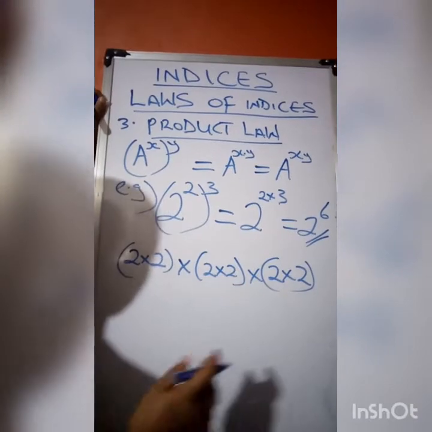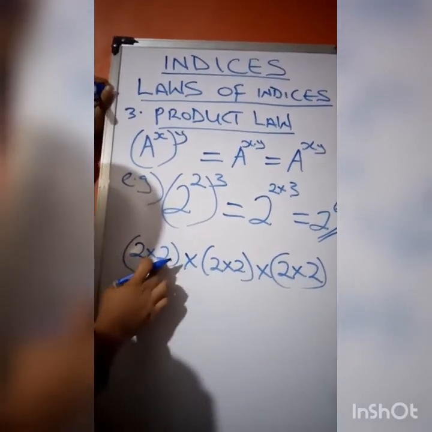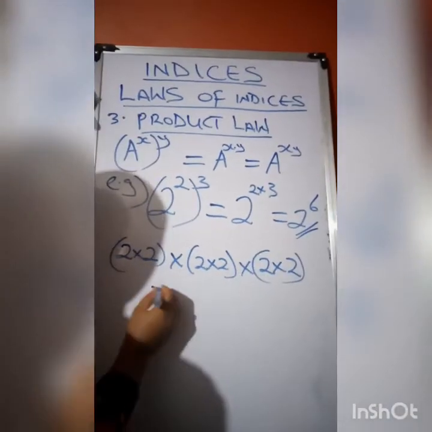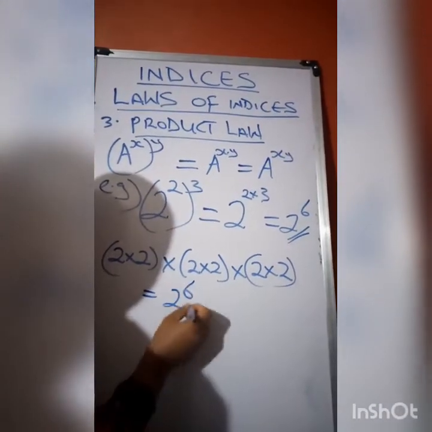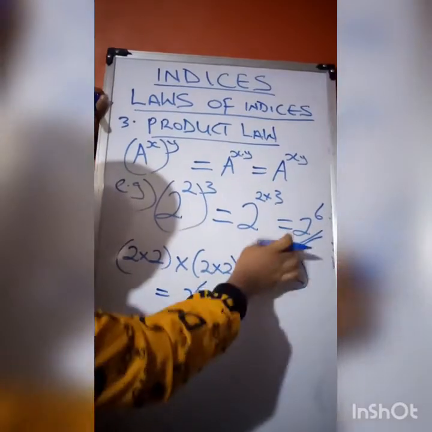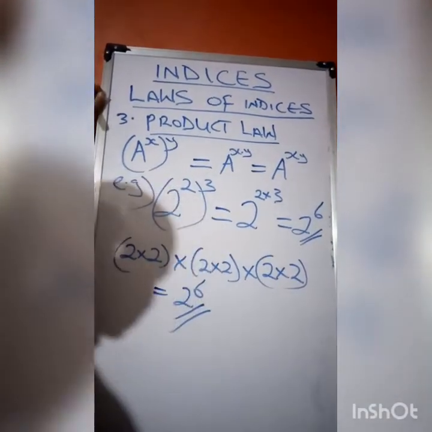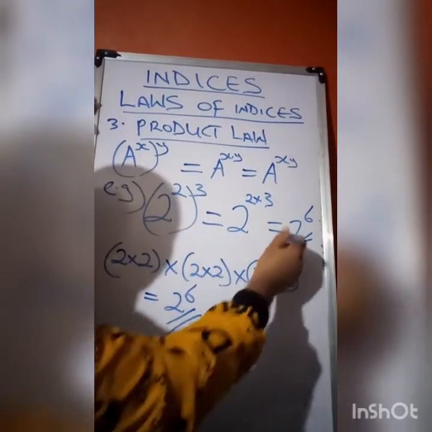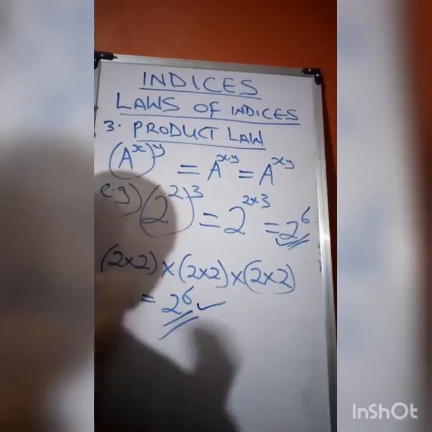So let's count how many 2s we have. 1, 2, 3, 4, 5, 6. So this is 2 raised to the power of 6. You can punch your calculator 2 raised to the power of 6 and see what it's going to give you. I'll say about 64. If you do this, you still get 64. So I've proved our product law to be correct.